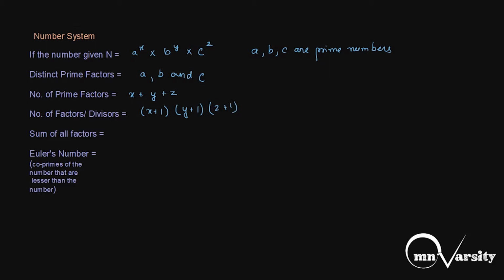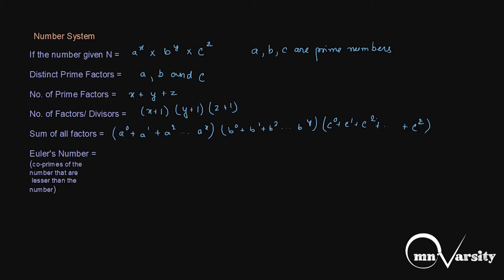Then the sum of all factors will be (a to the power 0 plus a to the power 1 plus a to the power 2 and so on till a to the power x) into (b to the power 0 plus b to the power 1 plus b to the power 2 so on till b to the power y) into (c to the power 0 plus c to the power 1 plus c to the power 2 plus so on till c to the power z).